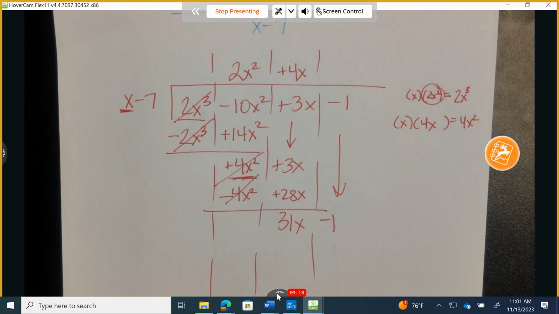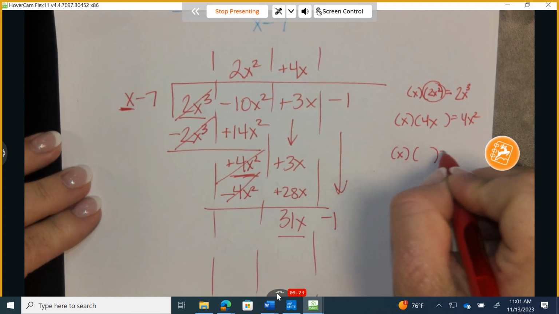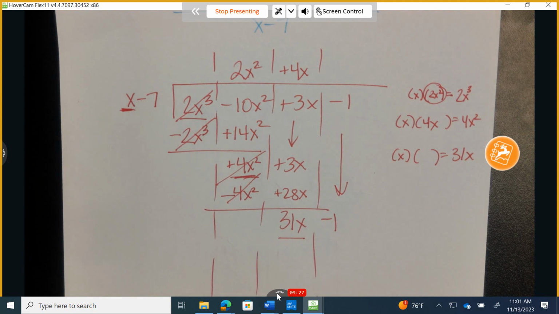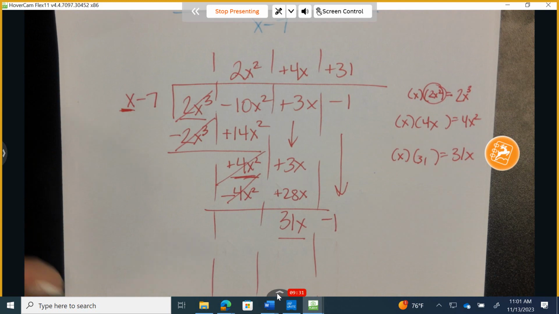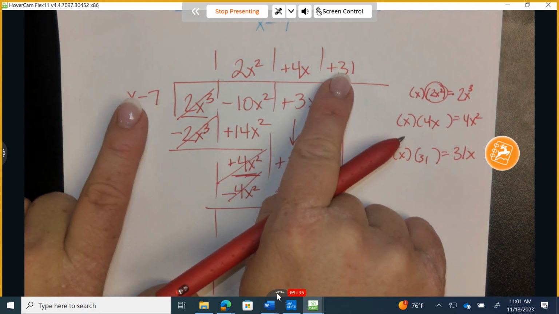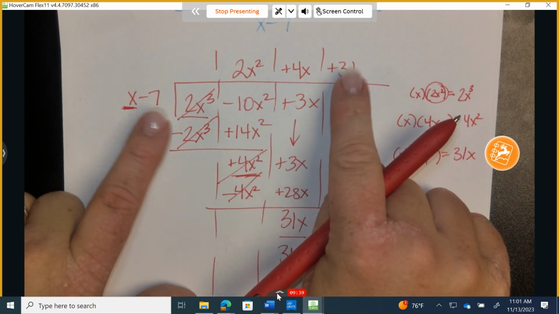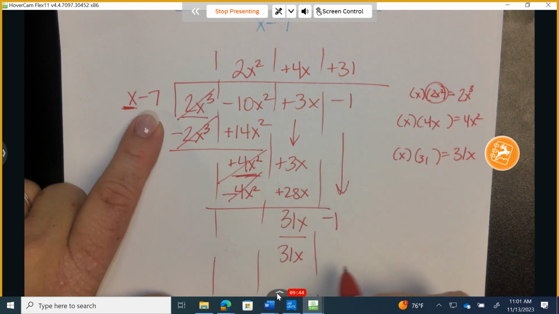Our very last cycle, I underline and I underline. X times what is 31x? And the answer is 31. So up here is a positive 31. Okay, I'm distributing. I always start with the outside. 31 times x is 31x. 31 times -7. I've done this 3 times today, so I know that is going to be -217.